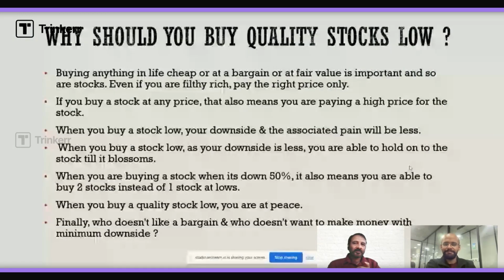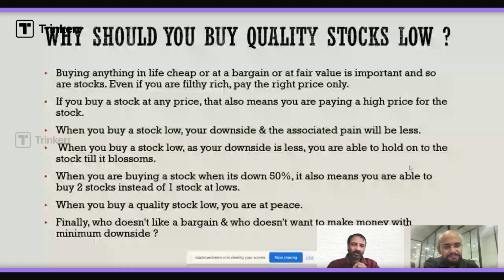Right. So why should you buy quality stocks low? You can always buy at any price, right? But buying anything in life cheap, at a bargain, or at fair value is important. So are stocks. Even if you're filthy rich, pay the right price only. See, we all wait for that particular 1 day or 2 days in the Amazon sale because we all want a bargain. Everybody wants a bargain.